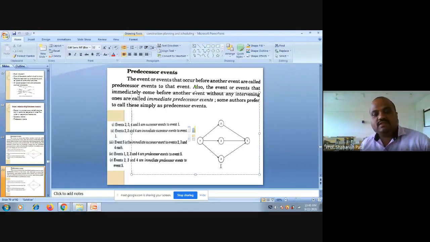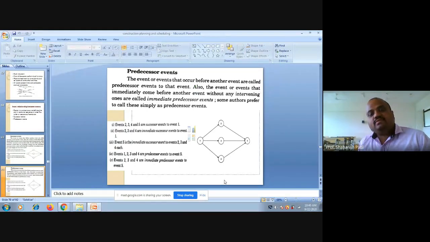So we need to understand this successor and predecessor relationship between the events so that we can draw the network diagram. Please remember, you have to draw the network diagram by understanding these relationships. Okay, the network will not be given to you. Instead, relationships will be given to you, and you have to draw the network diagram for the analysis as far as numericals are considered. So try to understand these relationships between the events and between the activities.